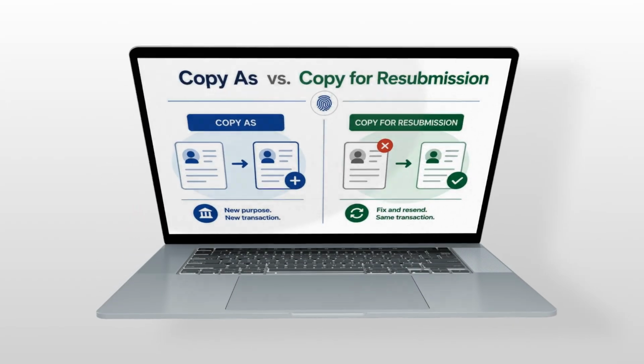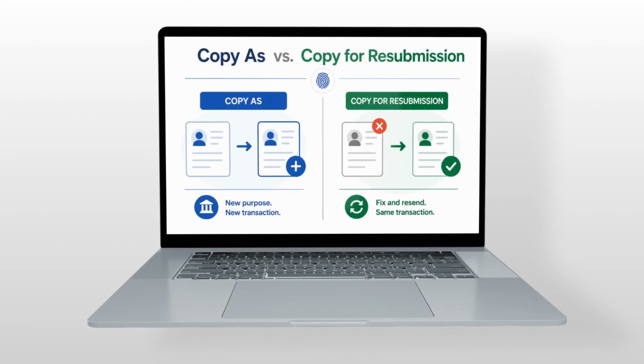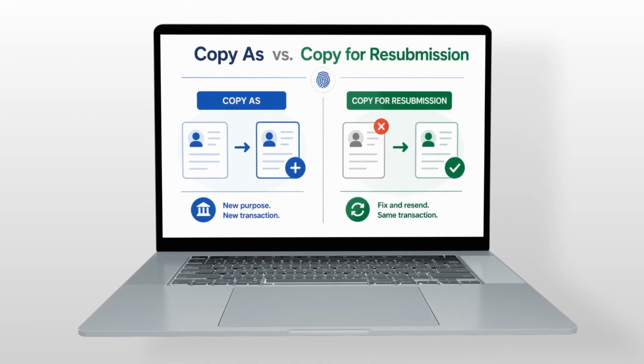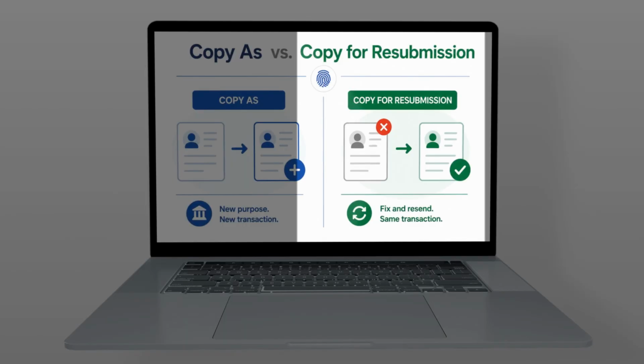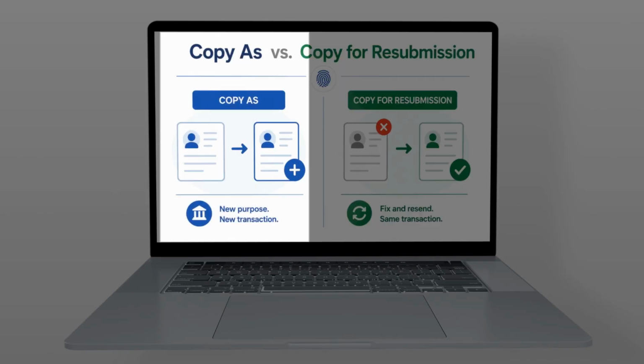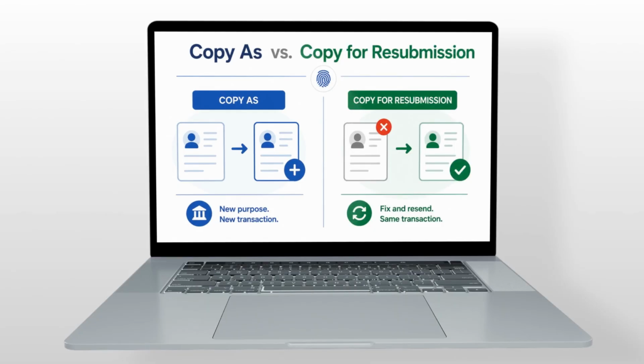In this video, we'll explain the difference between the Copy As and Copy for Resubmission features in inVize ID and show you when each option should be used. If you're dealing with a rejected submission due to poor quality fingerprints, you'll almost always use the Copy for Resubmission feature. Copy As is used much less frequently and is intended for situations where an applicant needs an entirely new background check for a different agency, employer, or licensing purpose. We'll walk through both options and demonstrate how each works in the software.